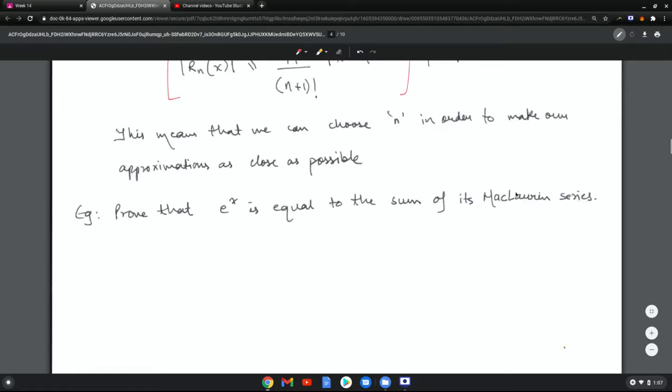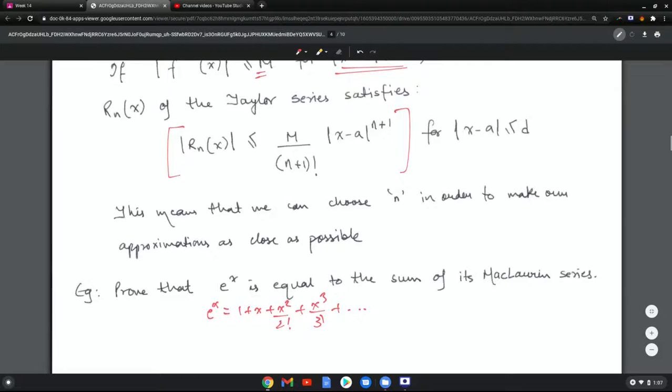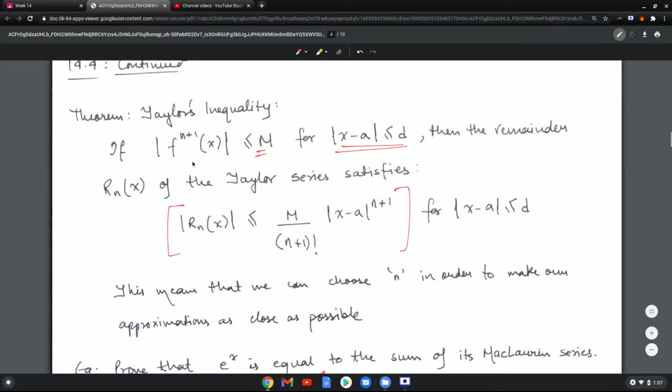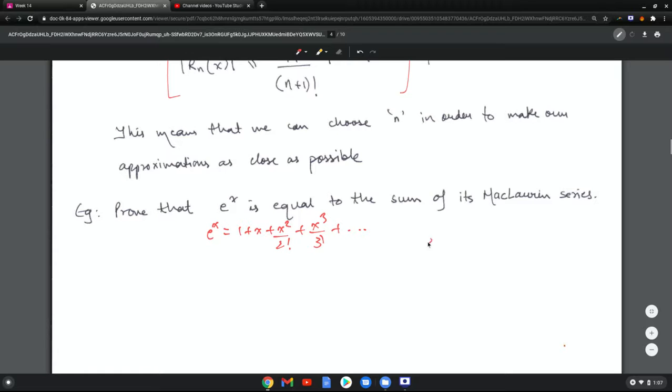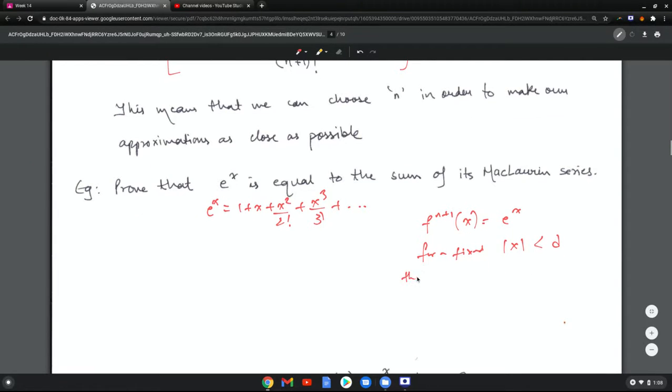Prove that e to the x is equal to the sum of its Maclaurin series. So basically we want to show that this particular formula is good. In order to do that, what we notice is that first of all we need to find the n plus 1th derivative, f n plus 1 of x is e to the x, right? So for a fixed d, if I let x be less than d, then the n plus 1th derivative at x is going to be less than e to the d.